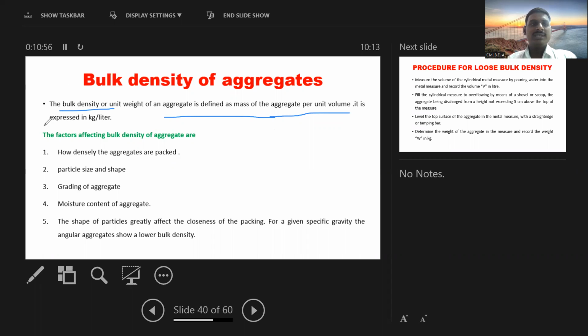So the unit is expressed in kg per liter. So what factors affect the bulk density of aggregate? The factors affecting bulk density of aggregate are how densely the aggregates are packed, particle size and shape, the grading of aggregate, and moisture content of aggregate. The shape of the particles affects the closeness of the packing. So these are the factors that affect the density of the aggregate. That density we are calling the bulk density.